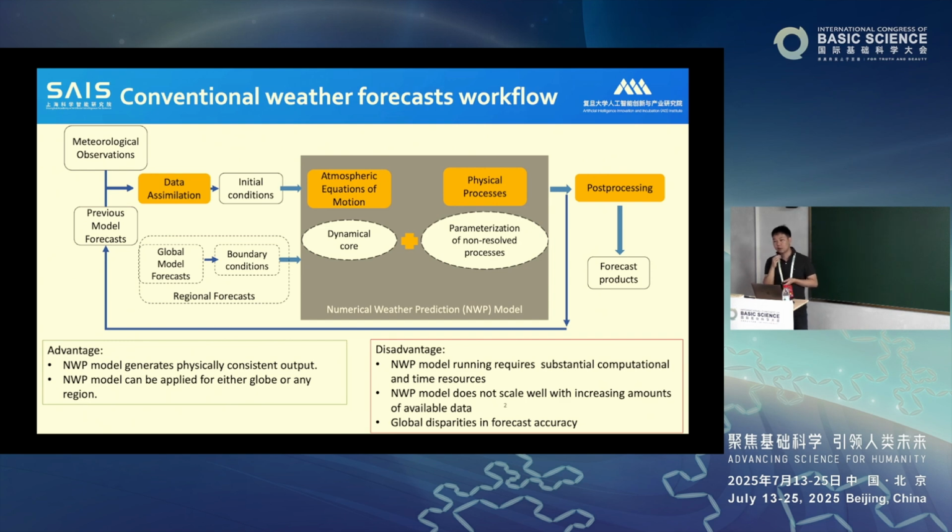Also, the forecast accuracy all around the world is not the same. Usually, over regions like Africa or South America, where we don't have enough observations, the forecast accuracy is lower compared to regions like Europe, North America, or East Asia. So global disparities in forecast accuracy exist.